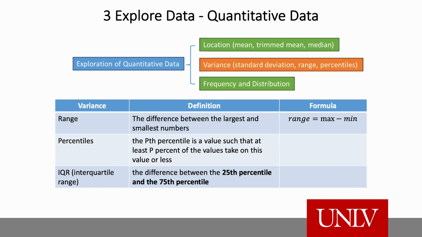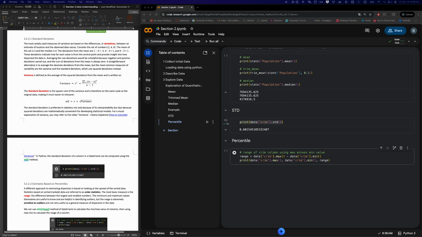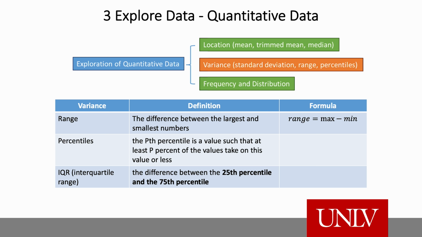Another way to measure variability is to look at the spread of the sorted data using percentiles, also known as order statistics. The simplest measure is the range, which is the difference between the maximum and the minimum. But because the range is sensitive to outliers, we often use percentile difference instead. The most common example is the interquartile range, or IQR, which is the difference between the 75th percentile and the 25th percentile.